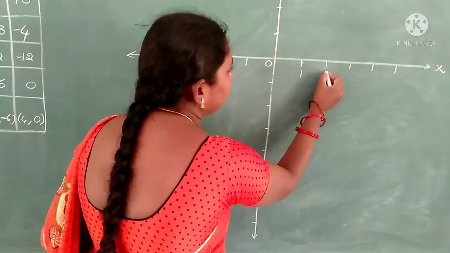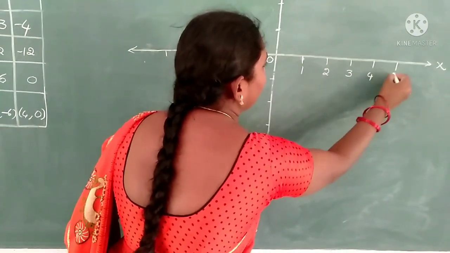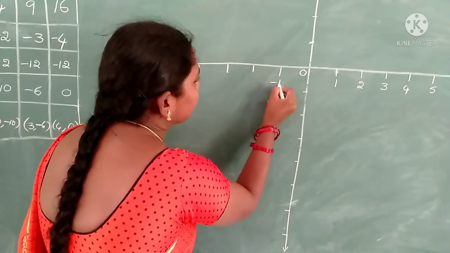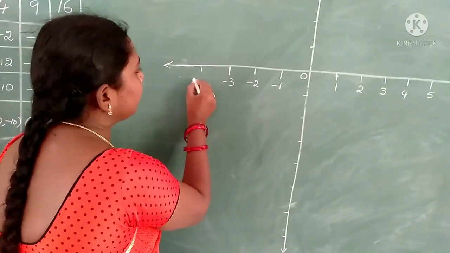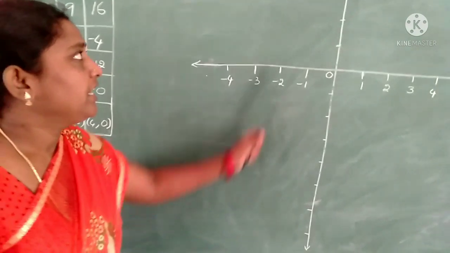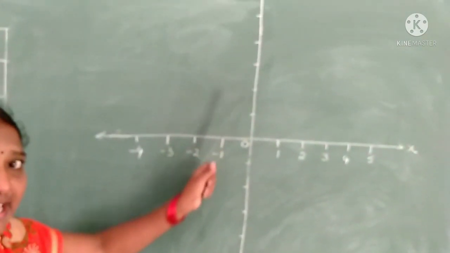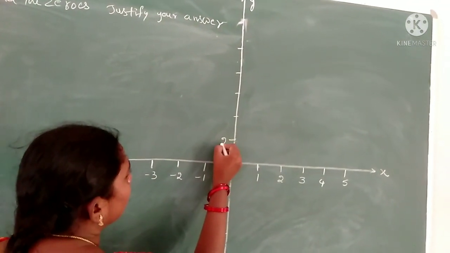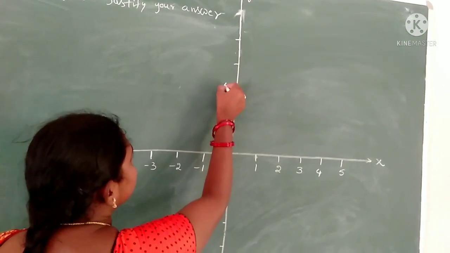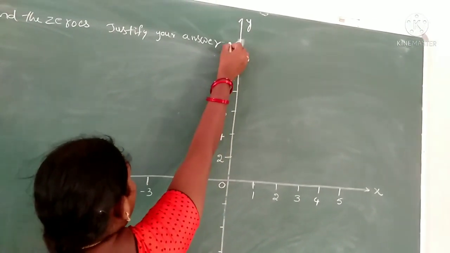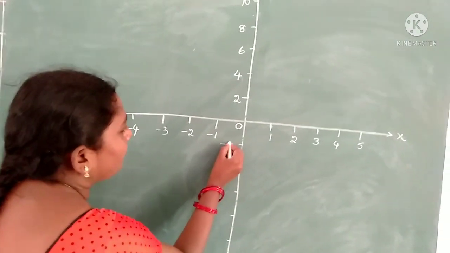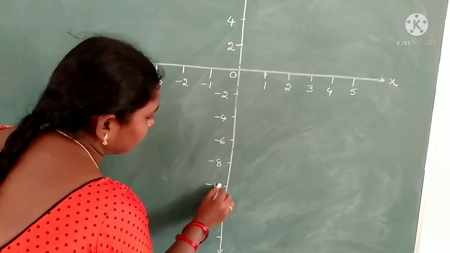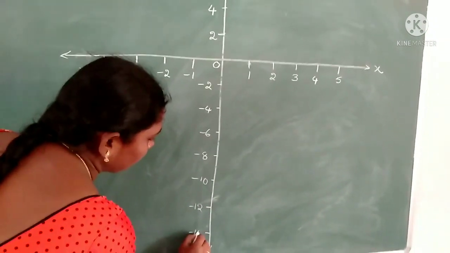So first 1, 2, 3, 4, 5 on the positive x-axis. Next on this side minus 1, minus 2, minus 3, minus 4. Next it is the y-axis. It is the positive y-axis and this is the negative y-axis. So we take a difference of 2: 2, 4, 6, 8, 10, 12. Next minus 2, minus 4, minus 6, minus 8, minus 10, minus 12, minus 14.